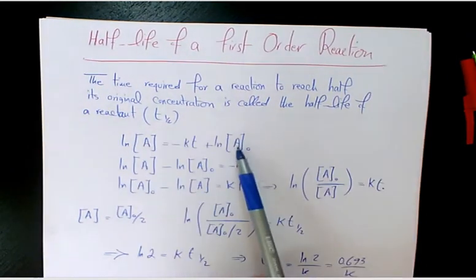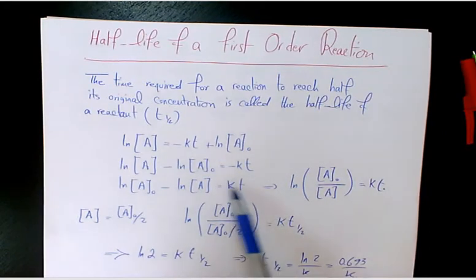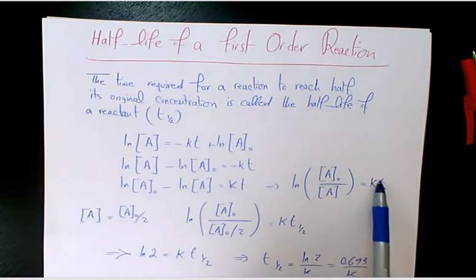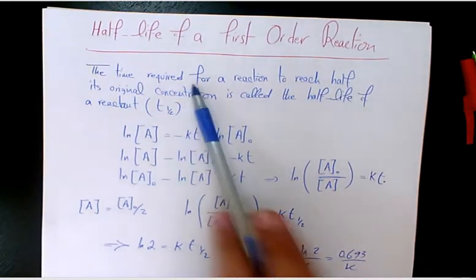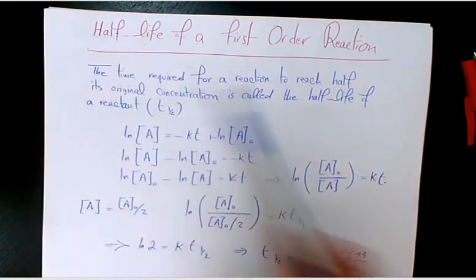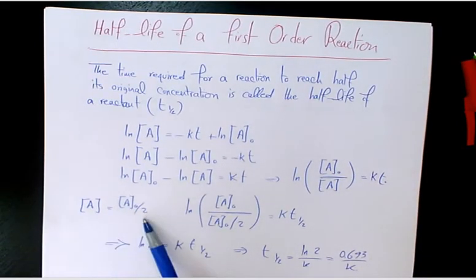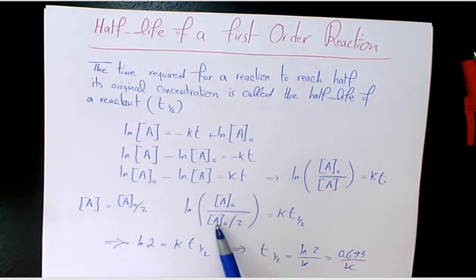What we can do, we can just move it to the other side and keep negative KT in here. Then we multiply both sides by negative, so we end up having this. Then we rearrange it as ln A naught over A equals KT. So when we are talking about half-life, it means that the final concentration is going to be half the original concentration. So A is going to be A naught divided by 2. So we sub it here. It's going to be ln A naught divided by A naught divided by 2 equals K times T.